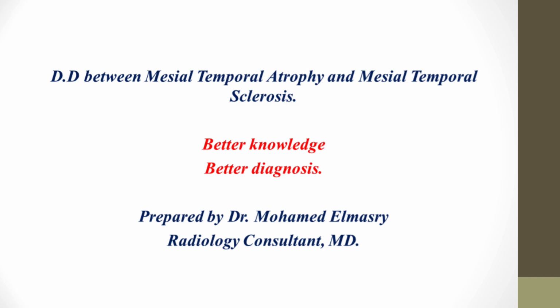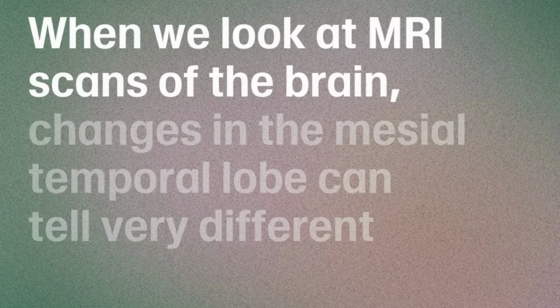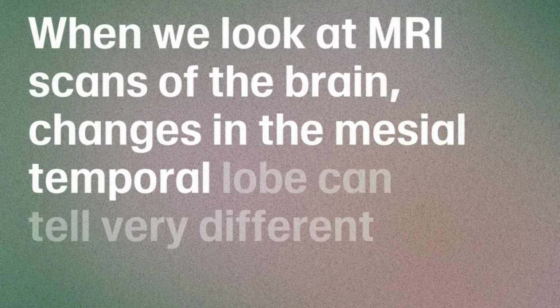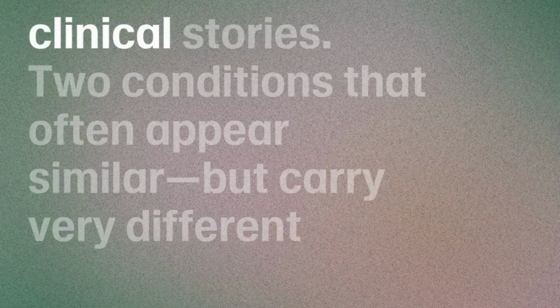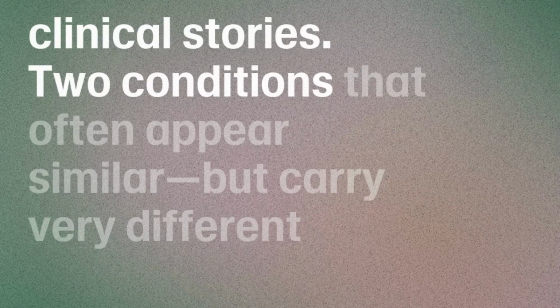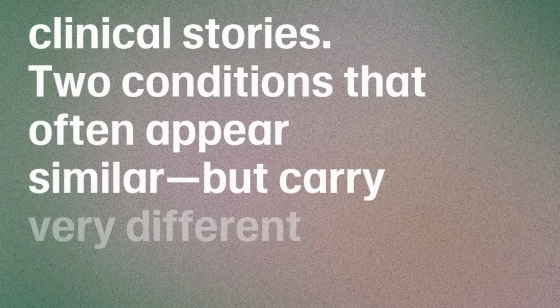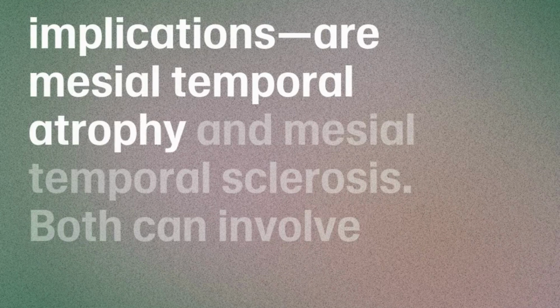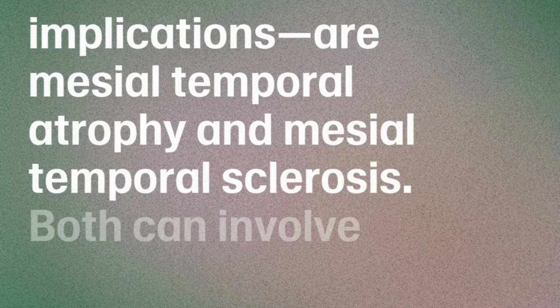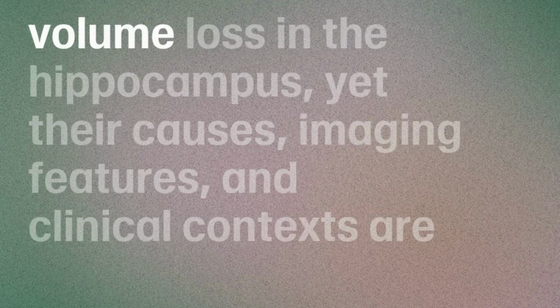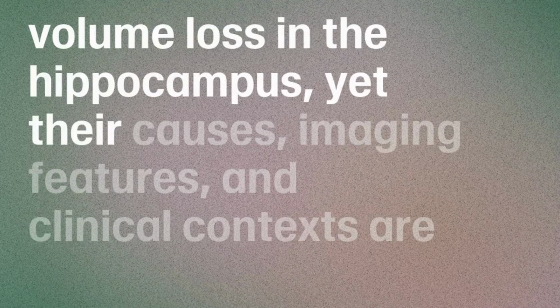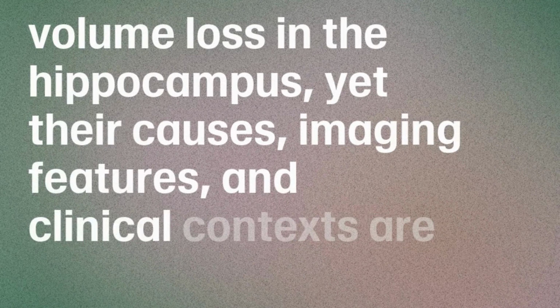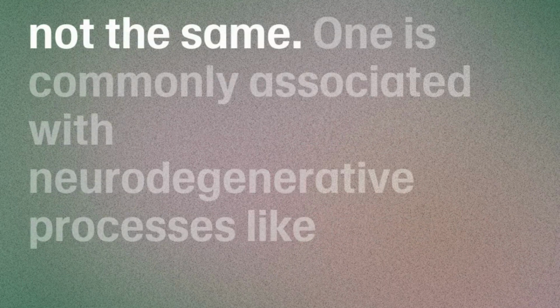Differential diagnosis between mesial temporal atrophy and mesial temporal sclerosis. When we look at MRI scans of the brain, changes in the mesial temporal lobe can tell very different clinical stories. Two conditions that often appear similar but carry very different implications are mesial temporal atrophy and mesial temporal sclerosis. Both can involve volume loss in the hippocampus, yet their causes, imaging features, and clinical contexts are not the same.